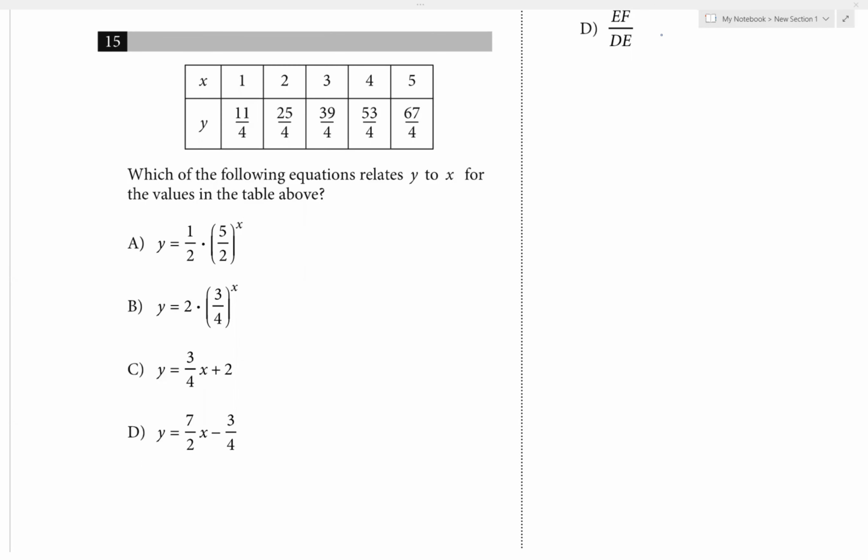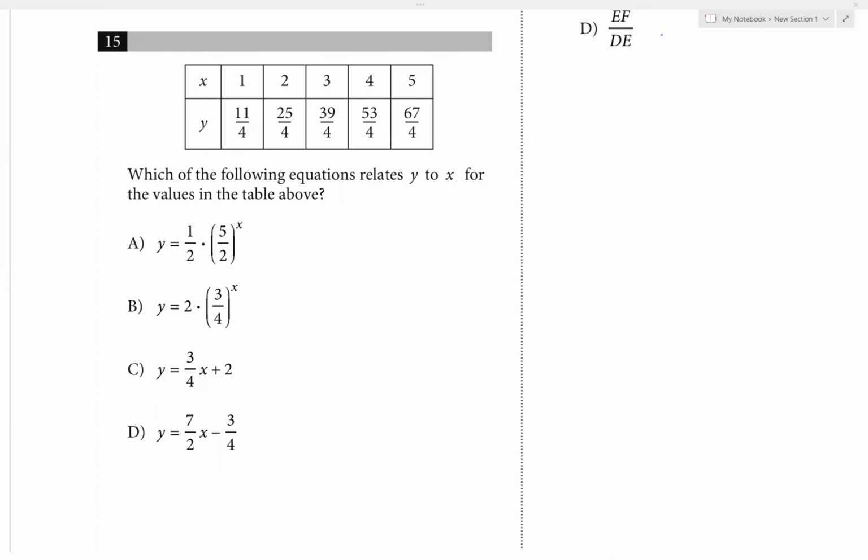And number 15, which of the following equations relates y to x for the values in the table above? Okay, so they give us a table. On the top is the x value: 1, 2, 3, 4, 5. On the bottom, we have the y value, right? All these fractions, okay, 11 over 4, 25 over 4, and so on. So we're trying to pick out the equation that models this table.